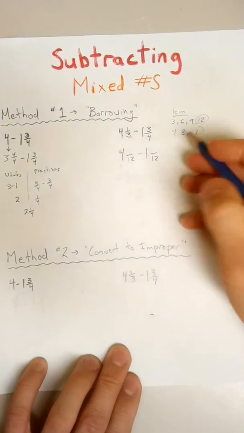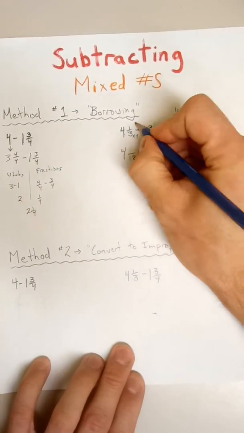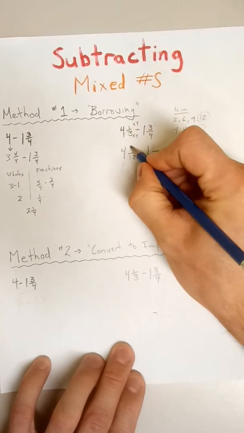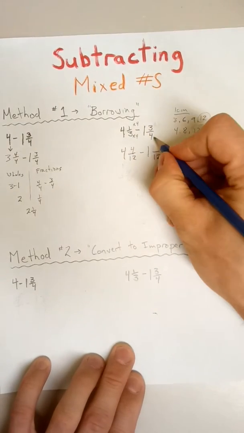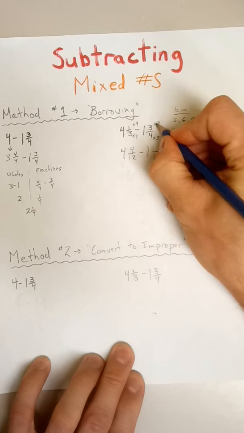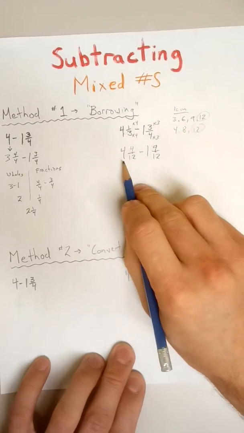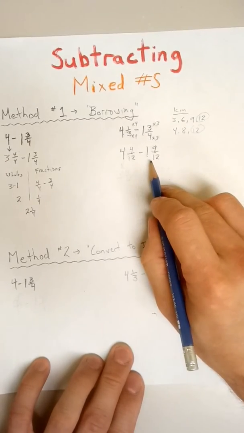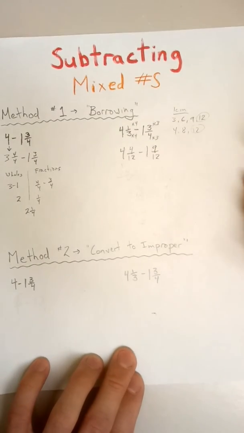So 4 and something over 12. 3 times 4 is 12, so I'll do 1 times 4 as well. 4 times 3 is 12, so I'll do 3 times 3. So this becomes 4 and 4/12 minus 1 and 9/12.